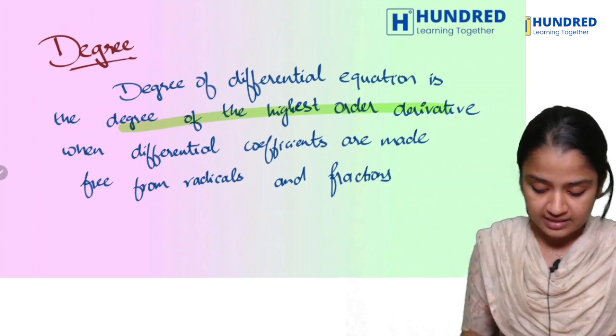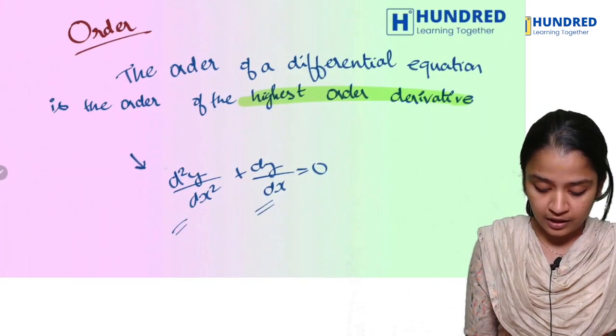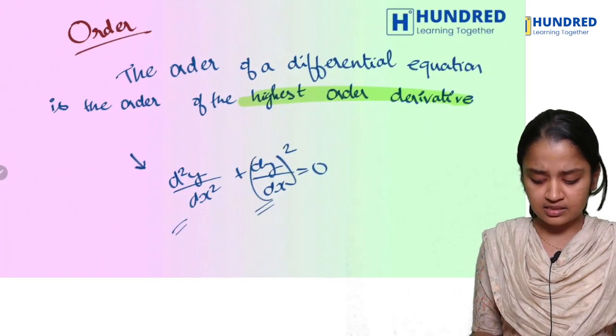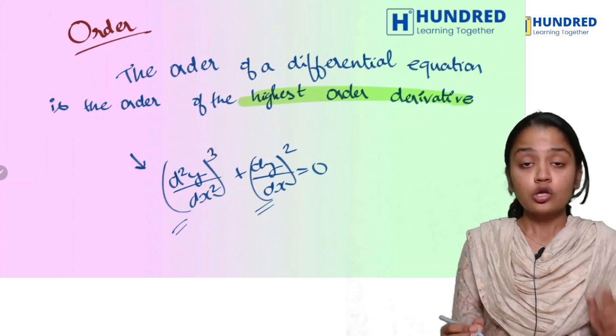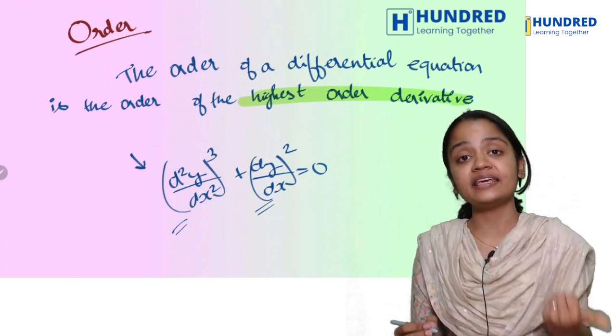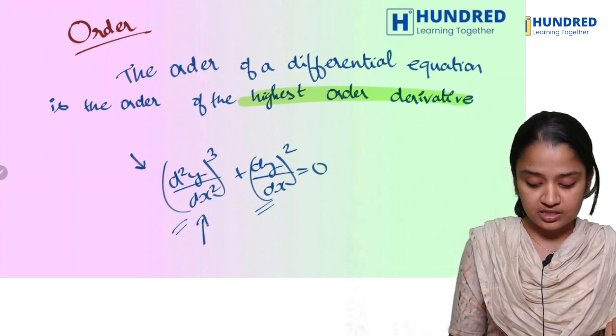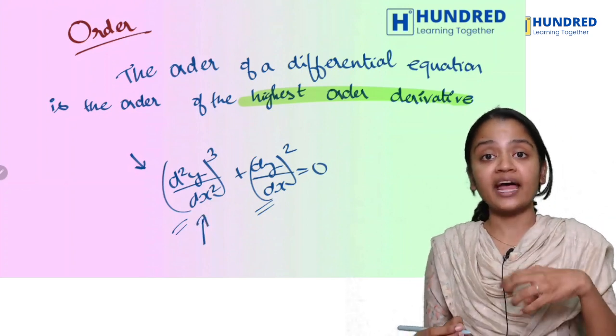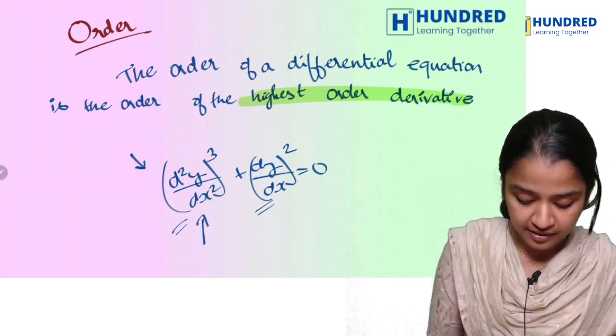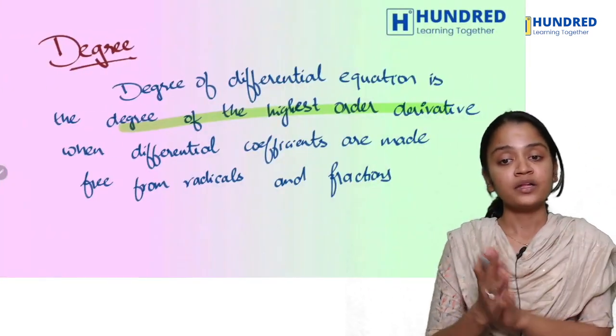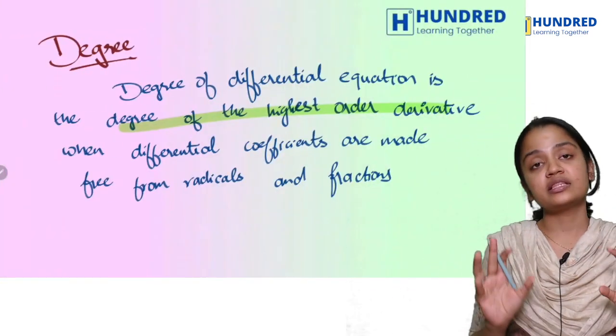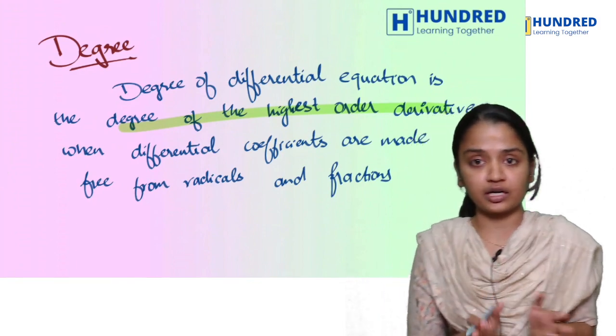Now, the degree of a differential equation is nothing but the power of the highest order derivative. For example, in the same sum, if I put a square on this and a cube on that, what is my highest order derivative? 2 is my highest order derivative and I have to check its power. Its power is 3, so the degree of the differential equation is 3. These are the basic things which you definitely have to know.